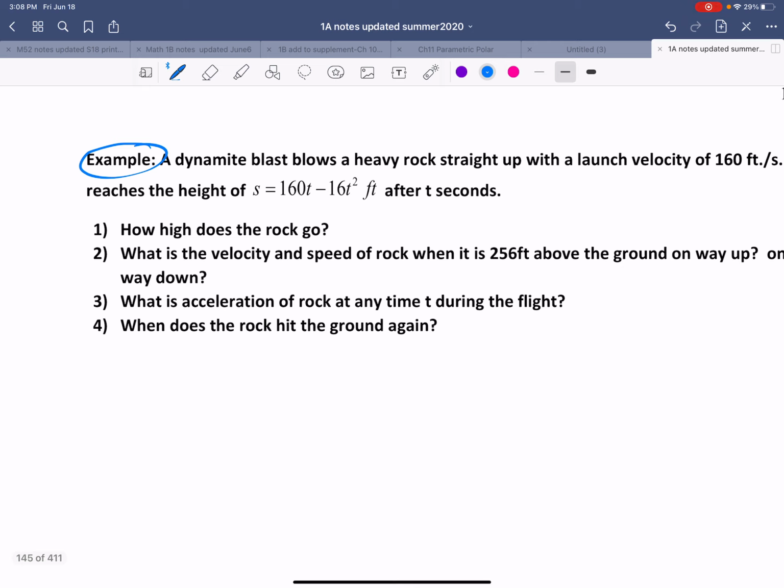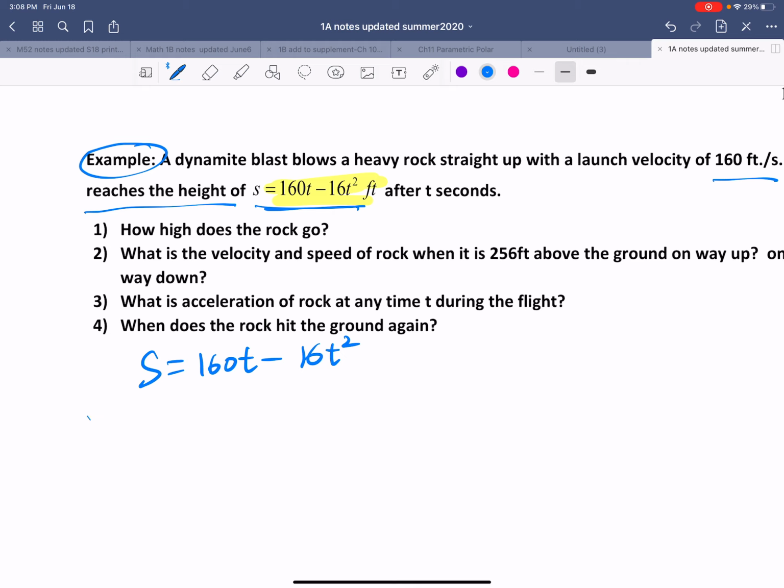Another example, similar to the one we just did. The good thing is the function is given to me. The position function is 160t minus 16t squared. So a dynamite blast blows a heavy rock straight up with a launch velocity of 160 feet per second. It reaches the height of this after t seconds. How high does the rock go?